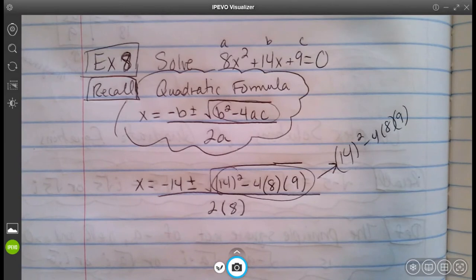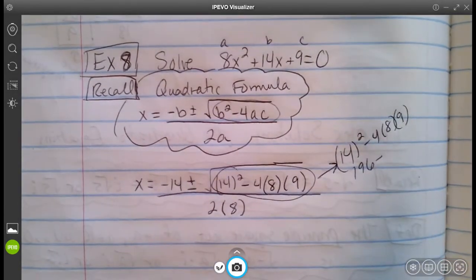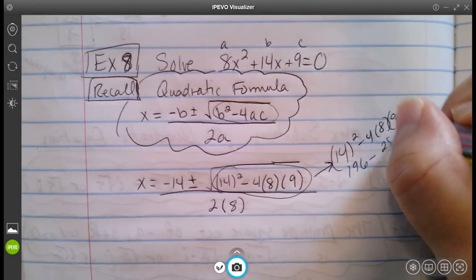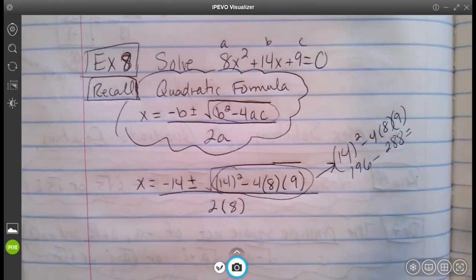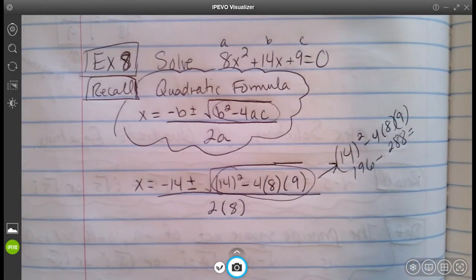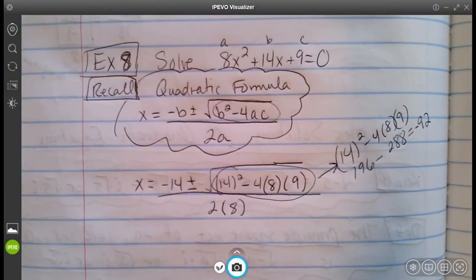14 squared, I always forget what that one is. I want to say 2 something. No, completely wrong. 196. 196 minus 4 times 8 is 32. And 32 times 9 is 288. Here, you can use a calculator if you'd like. They're just simple calculations. So if you subtract these two, we get, oh, wrong calculation. We get negative 92. Okay, so negative 92 is what's going to go in the parentheses.